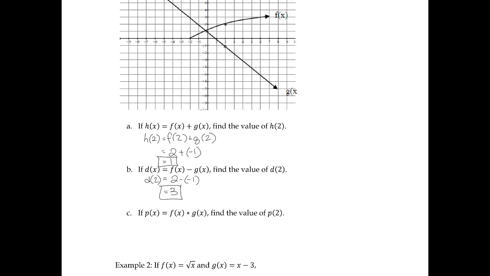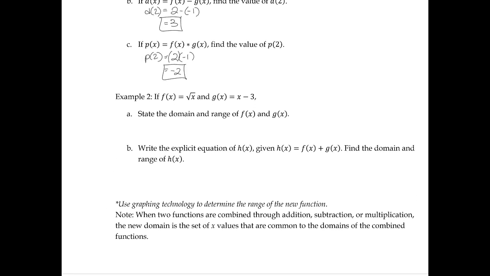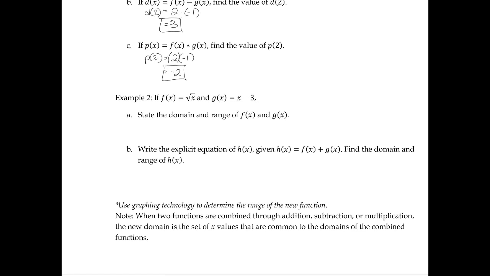If I was multiplying with the same x value, that would be 2 times negative 1, which would be negative 2. Okay, so that's how we would do it graphically. Just kind of as a quick note, recap of yesterday.